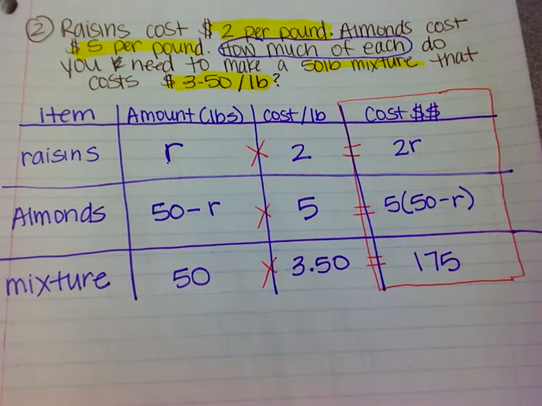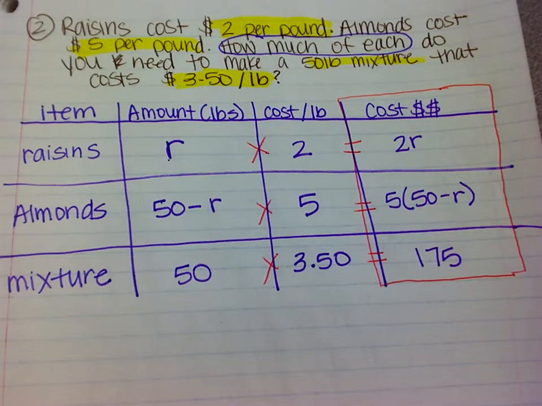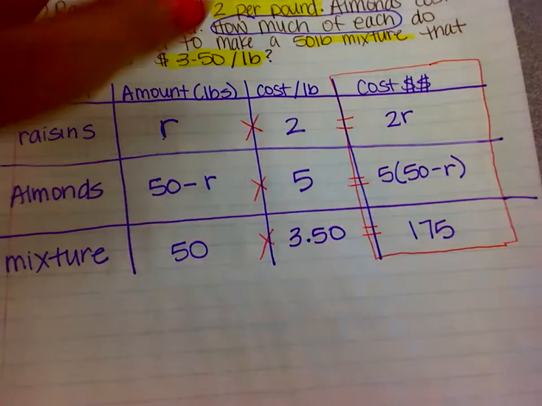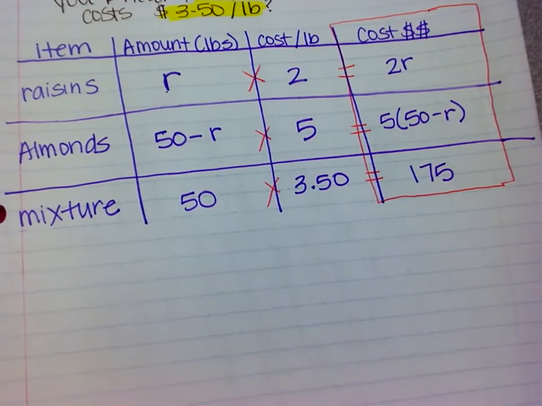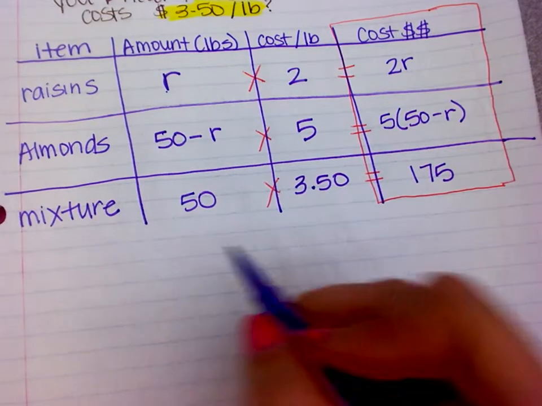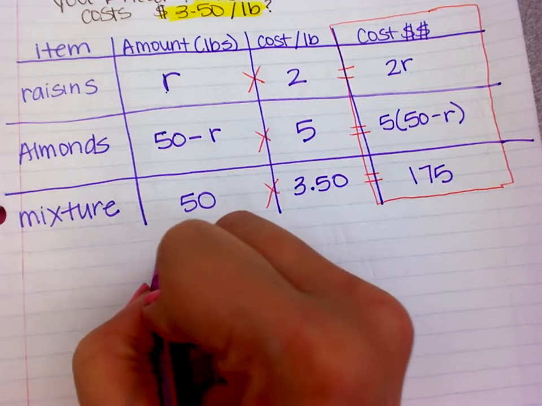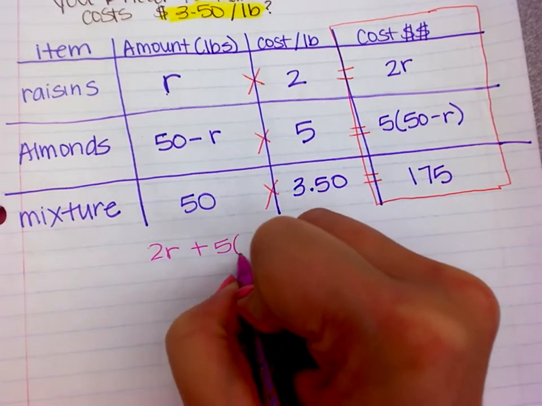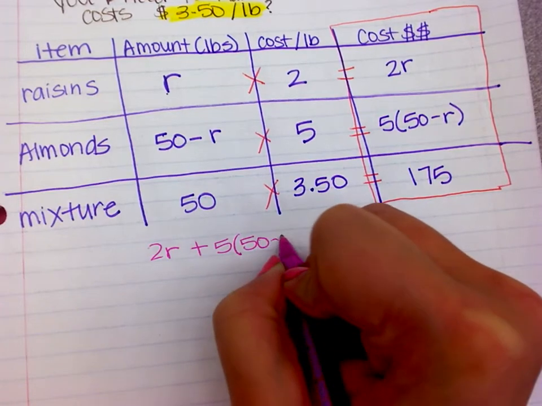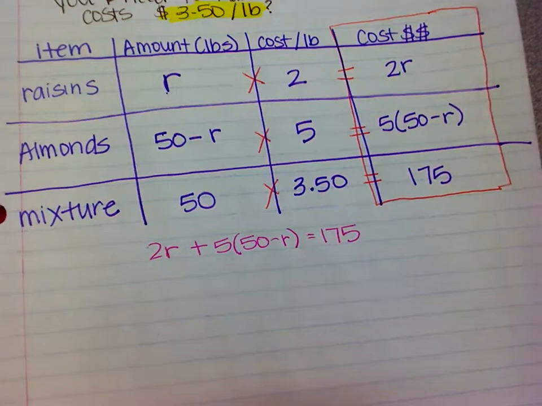All right, tell the person sitting next to you right now, what is our equation going to be? Step number 4. Go. Good. Write it down now. So our equation should be 2R plus 5 times 50 minus R equals 175.